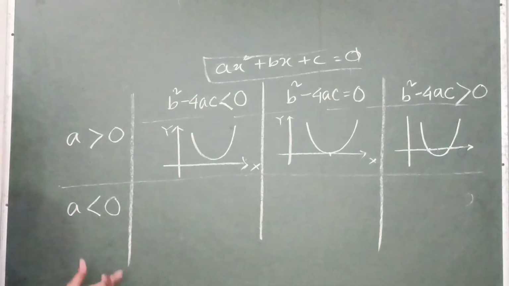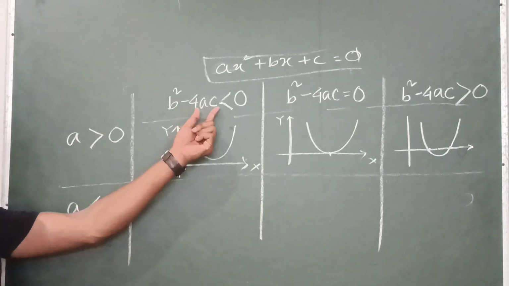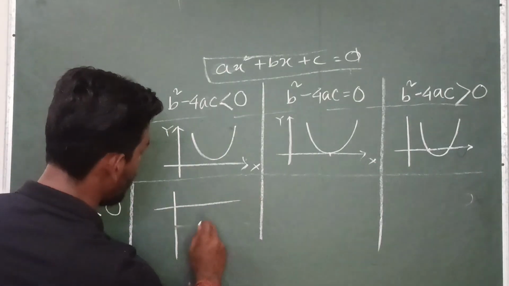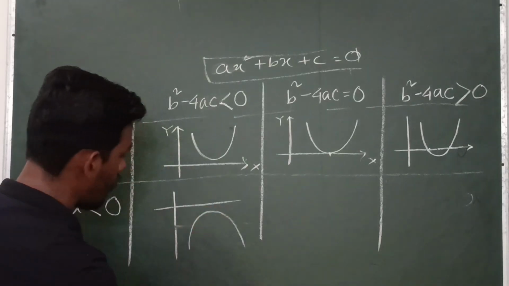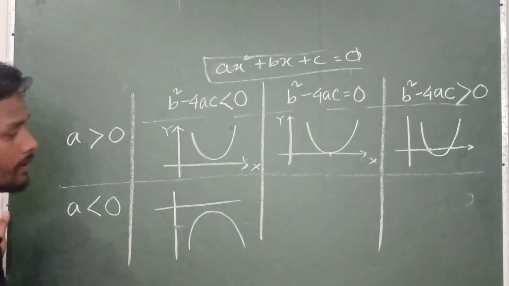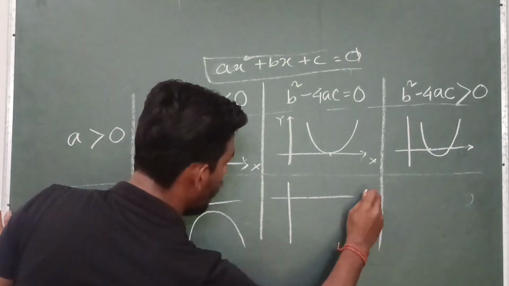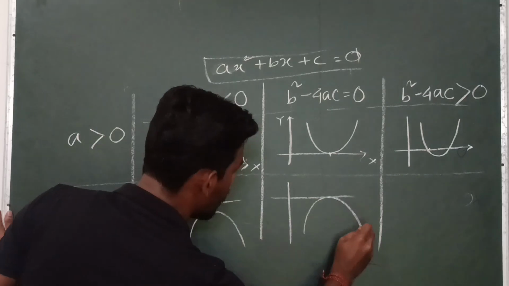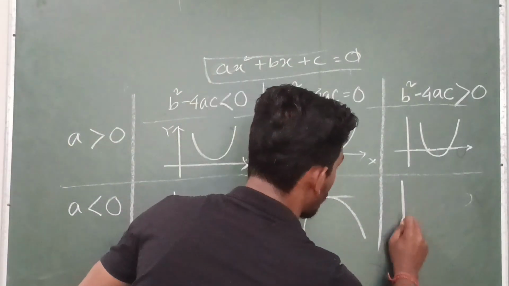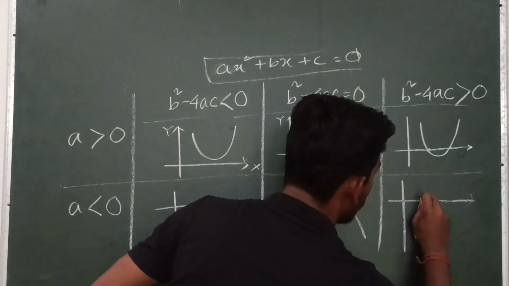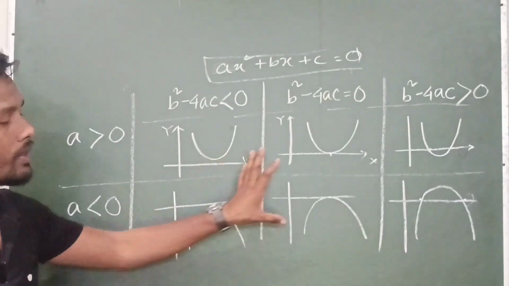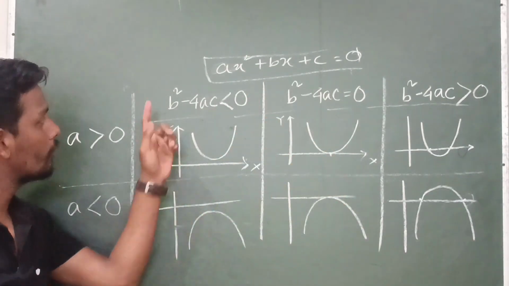Clear? Now the second condition is if b square minus 4ac is less than 0 and also a is less than 0, in that case the graph will be in the opposite direction and it will also not touch or intersect the x-axis. In this case it will just touch the x-axis, but it will be the reverse of the previous one. In this case also, it will intersect the x-axis at two different points. Clear? So these are the six types of graph, which depend on the coefficient of x square.